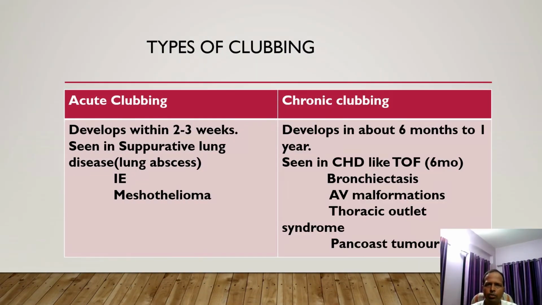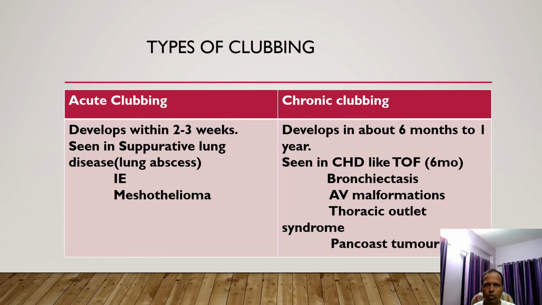Then coming to types of clubbing. On the basis of duration of development of clubbing, it is divided into two broad categories. That is acute clubbing. It develops within 2 to 3 weeks of time span, and it is seen in suppurative lung disease like lung abscess. And in lung abscess, it may develop in 2 weeks time also. And the other causes are infective endocarditis and mesothelioma.